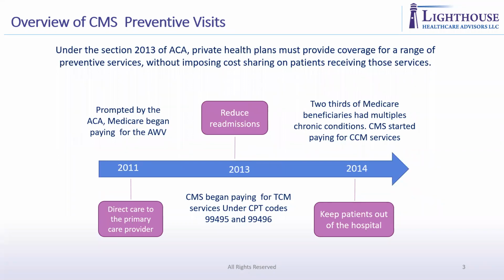We've directed care to the primary care provider. Now our patient is admitted. Let's make sure they don't get readmitted back into the hospital. And then in 2014, CMS began paying for chronic care management services. Now we're thinking proactively, how do we keep patients out of the hospital? So taking all 3 of these, combining them together, we're focusing on directing our care to the primary care provider, reducing readmissions, and keeping patients out of the hospital. All of this really motivated by these preventive service visits that CMS now pays for.